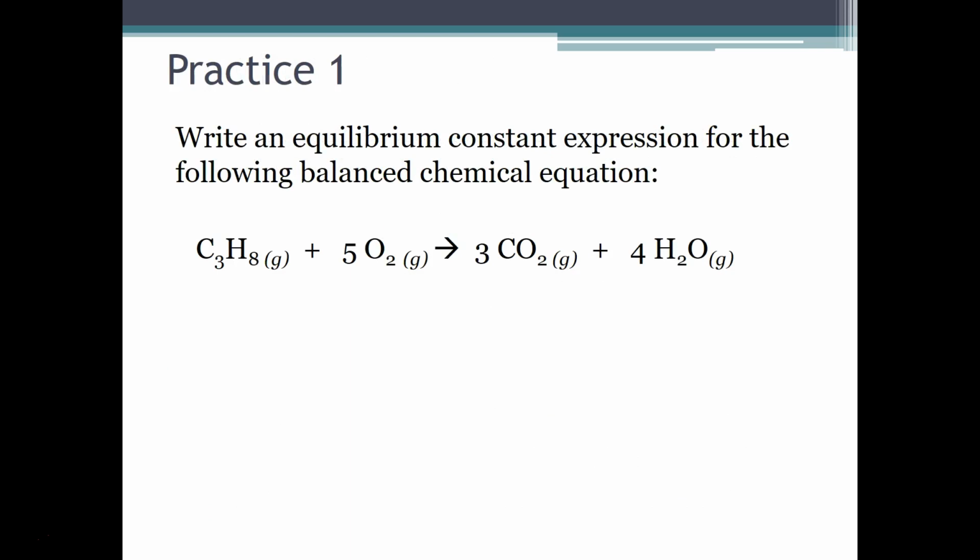So take a moment to do this problem. It says write an equilibrium constant expression for the following balanced chemical equation. It gives you the combustion of methane. So take a moment, pause the video, and write the equilibrium constant expression for this reaction.